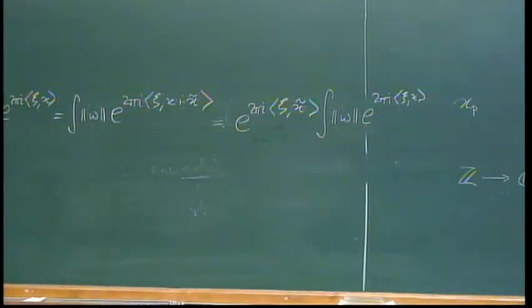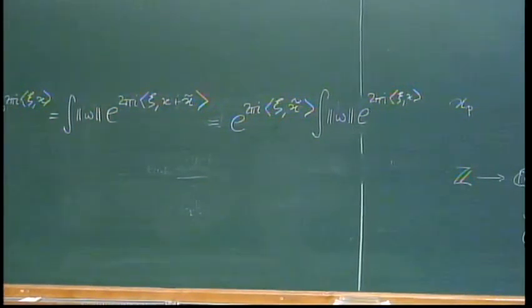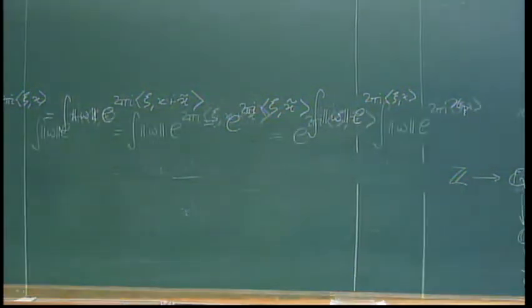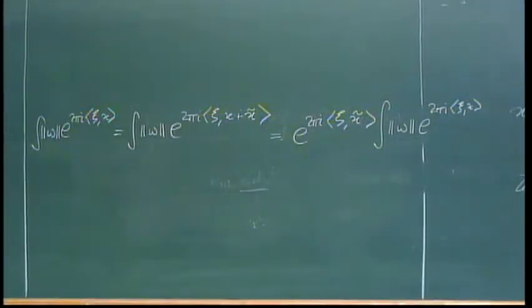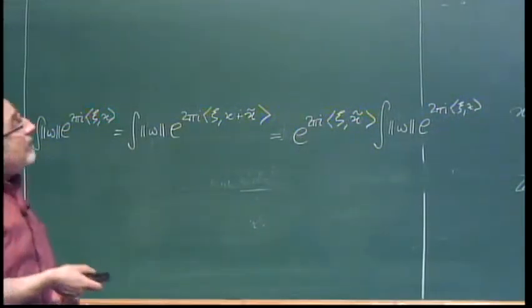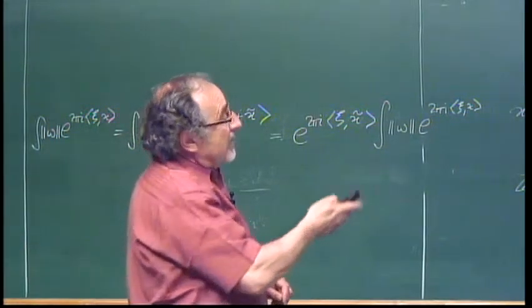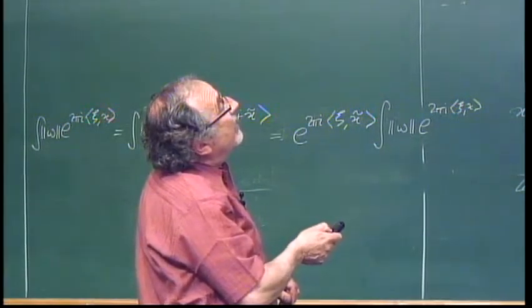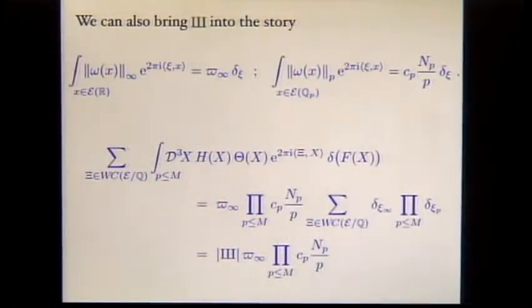So if psi is 0, then we come back to the integral we had before. So you see that this integral over the reals gives you the real period times delta psi, where delta psi simply means 1 if psi is 0 and 0 otherwise. And you have the same statement over the p-adics for every p like this.